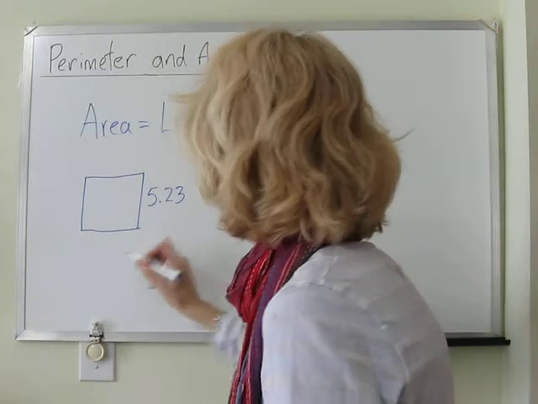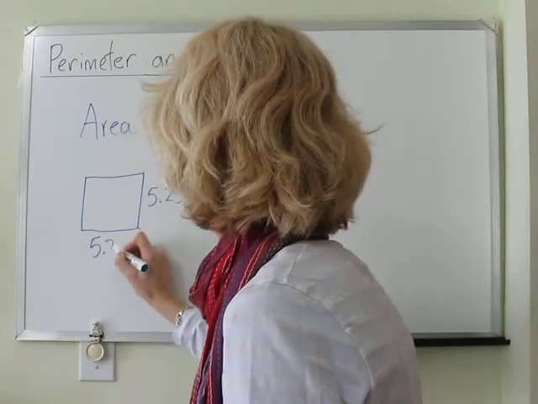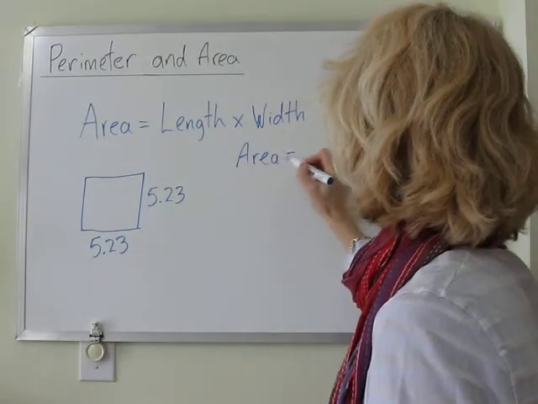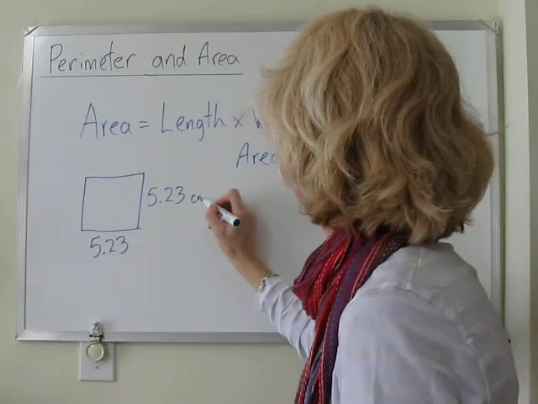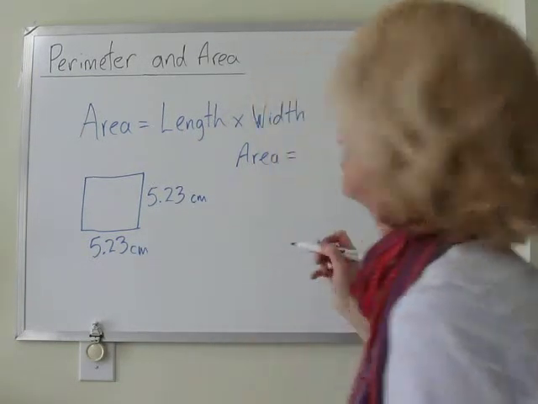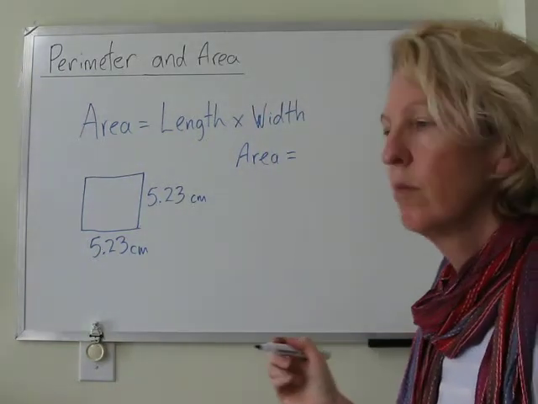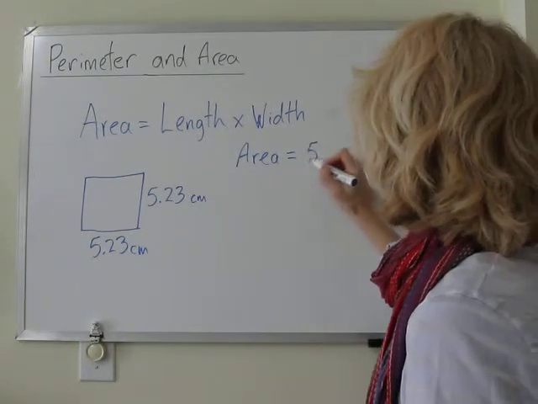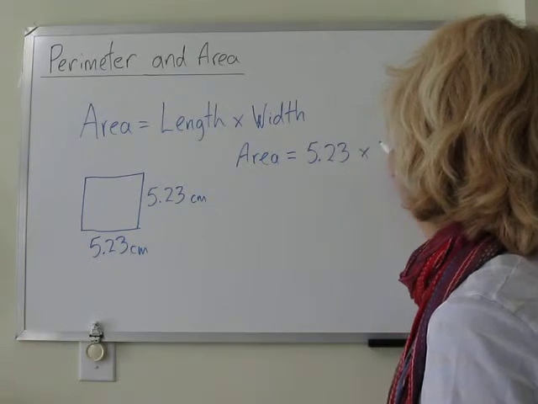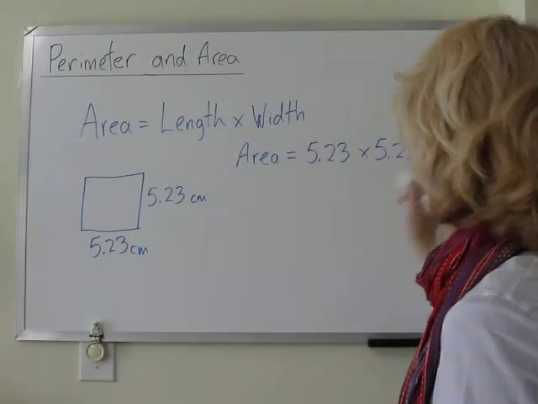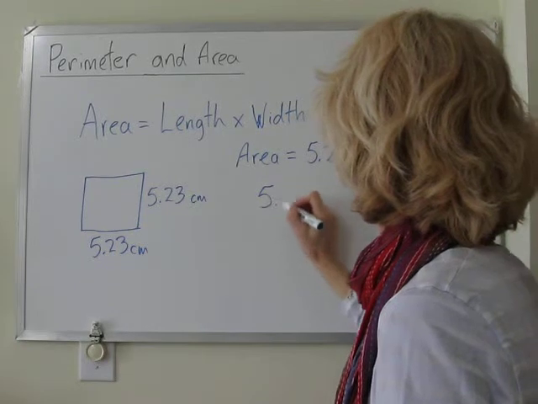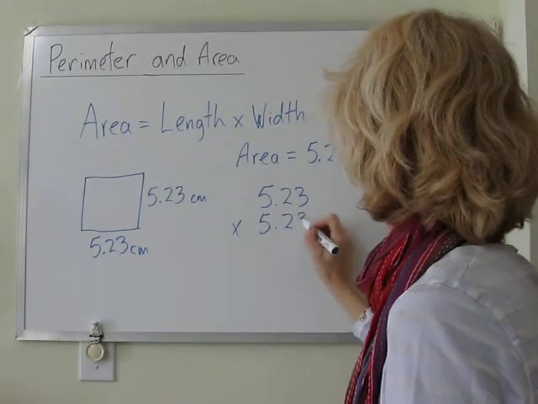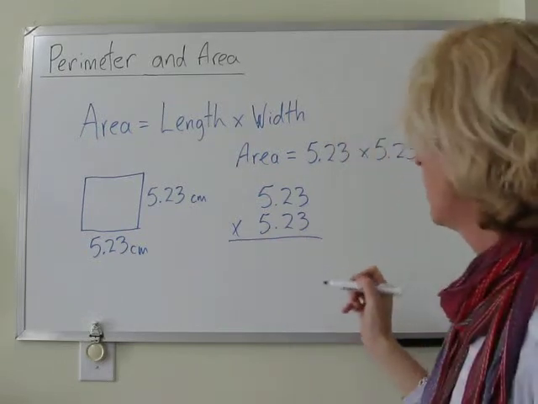Okay. And if this is 5.23, then the area is going to equal what? Is equal to, oh, and let's do centimeters this time. Centimeters. What's the equation to calculate area? 5.23 times 5.23. All right, so we have 5.23 times 5.23. Hope I can write small enough to get everything in here.